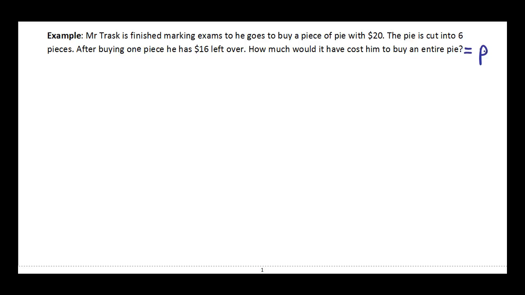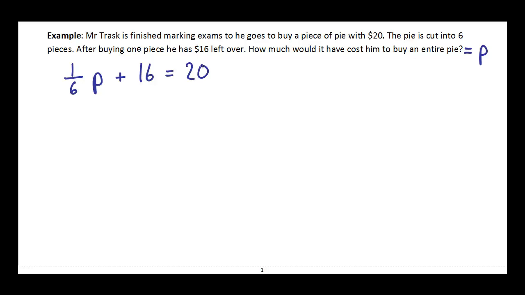Okay, so there's a couple different ways to set up this equation. One way to look at it is to say, well, if I bought 1/6 of a pie, and I had $16 left over, then 1/6 times P plus the $16 that I had left over must be equal to the $20 that I started with.